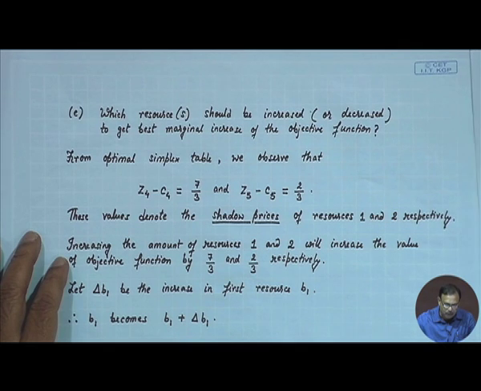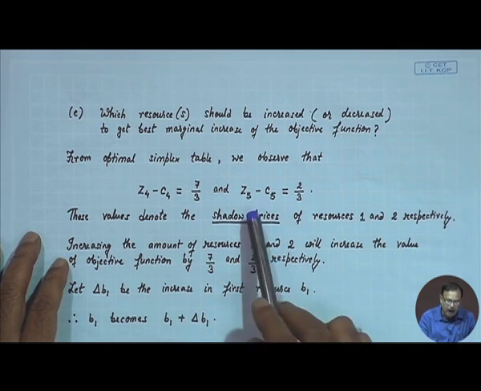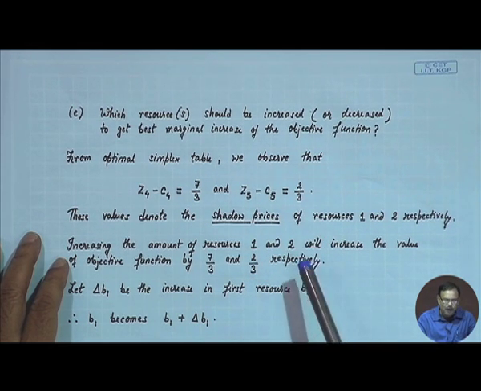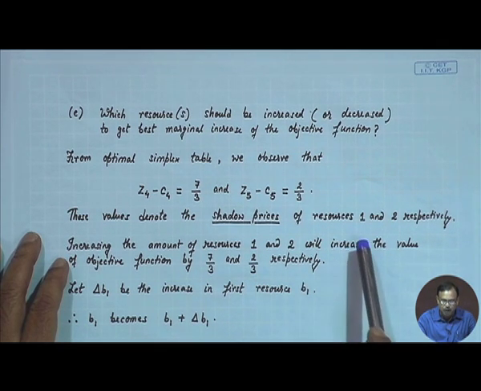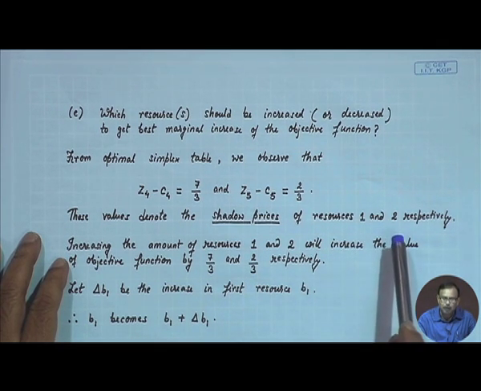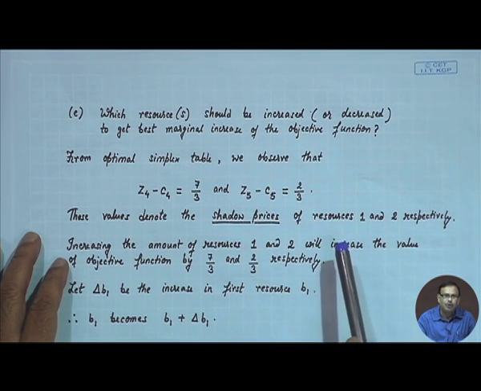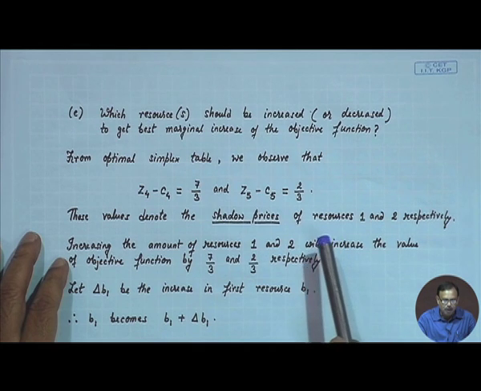So, here we have written Z 4 minus C 4 is 7 by 3 and Z 5 minus C 5 equals 2 by 3. These values we are denoting as the shadow prices of resources 1 and 2 respectively. These are positive values, and we are saying that these are the shadow prices of resources 1 and 2 respectively.